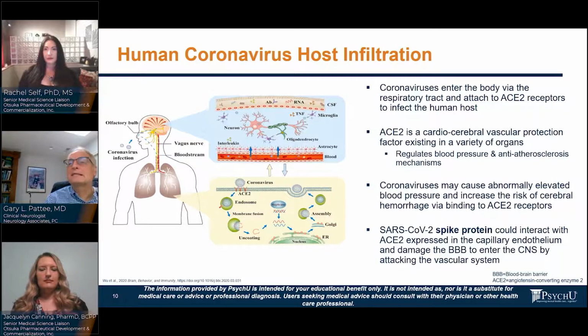And the last point is the spike protein, once again, can interact with these ACE2 expressed in the capillary endothelium, attacking the blood-brain barrier to enter the CNS. And there's also interaction with the epithelium. So jumping to the left side of the slide, the cartoon shows the coronaviral infection entering into the human host, and the blue dotted line takes it down into the respiratory tract. There's another upper blue dotted line that tracks along the olfactory nerve, through the cribriform plate, the olfactory bulb, and then infecting the brain.